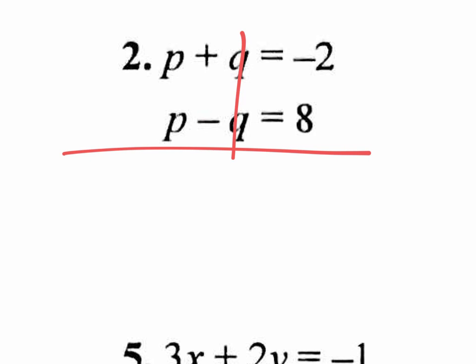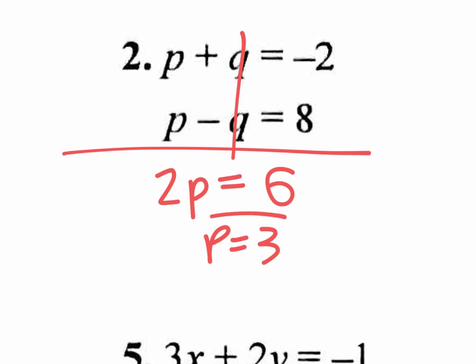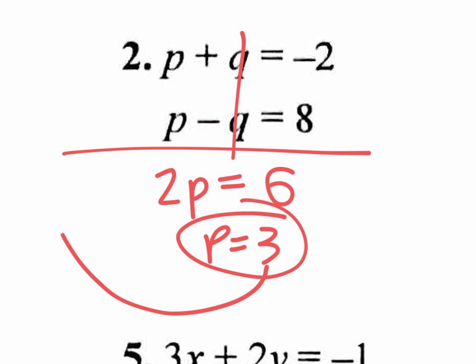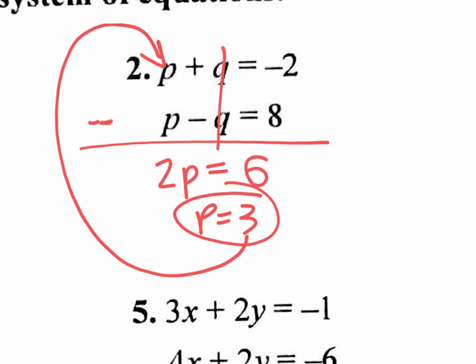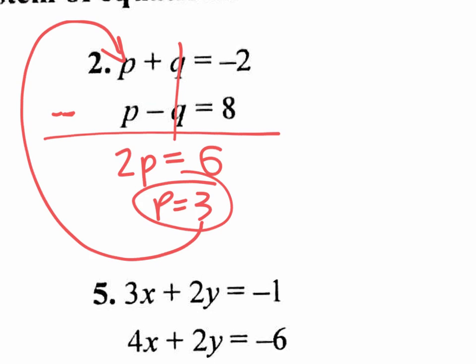These cancel out. You have 2p equals 6. Divide both sides by 2. P equals 3. You have one answer. You want the other answer? Plug it into any equation you want. I want to plug it into the top equation. Instead of p plus q equals -2, I want to go 3 plus q equals -2.